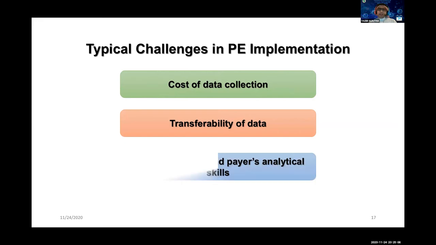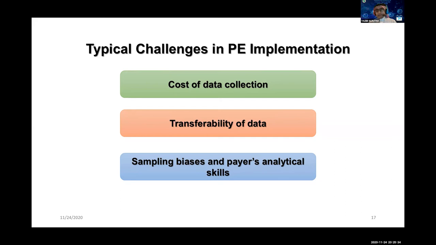So there are typical challenges of implementing pharmacoeconomics. First is the cost of data collection. When a company submits its economic evaluation of their new technology or pharmaceutical, we need to know how they collected the cost and whether the cost is really applicable or relevant to our healthcare setting. The transferability of the data: if they collected data from the United Kingdom, whether the data they collected will be transferable and applicable in our society.